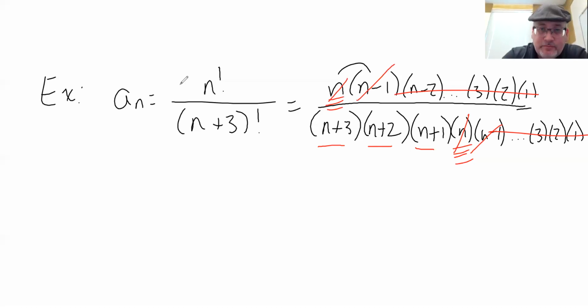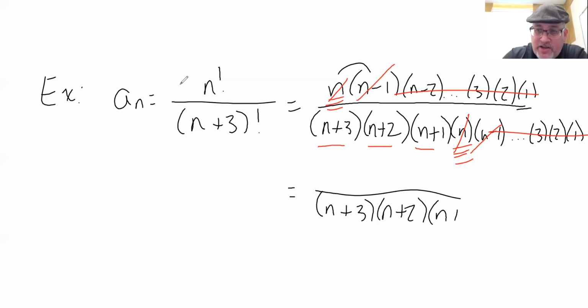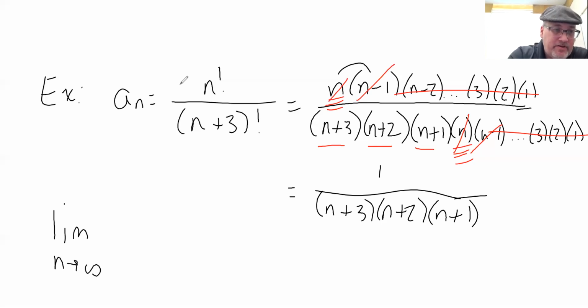So what does that leave? The bottom leaves n plus 3, n plus 2, and n plus 1. And then on the top, since I canceled all the factors, it leaves a 1. And now we can look at the limit as n approaches infinity. We'll put a therefore here because this is going to end real quick.